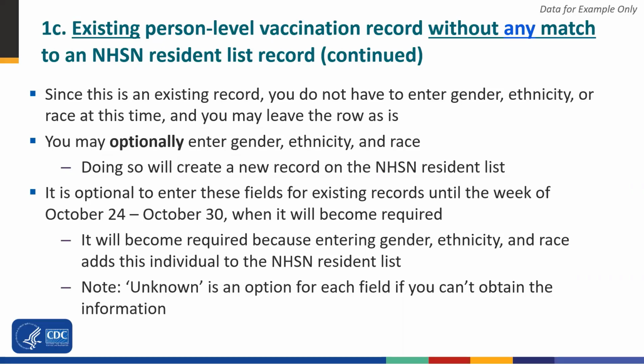So we want all of the individuals to be treated the same as all of the other individuals that are entered in NHSN and to be added to that overall NHSN resident list. And just a note that unknown is an option for each of these fields in case you are not able to obtain the information on gender, ethnicity, or race.